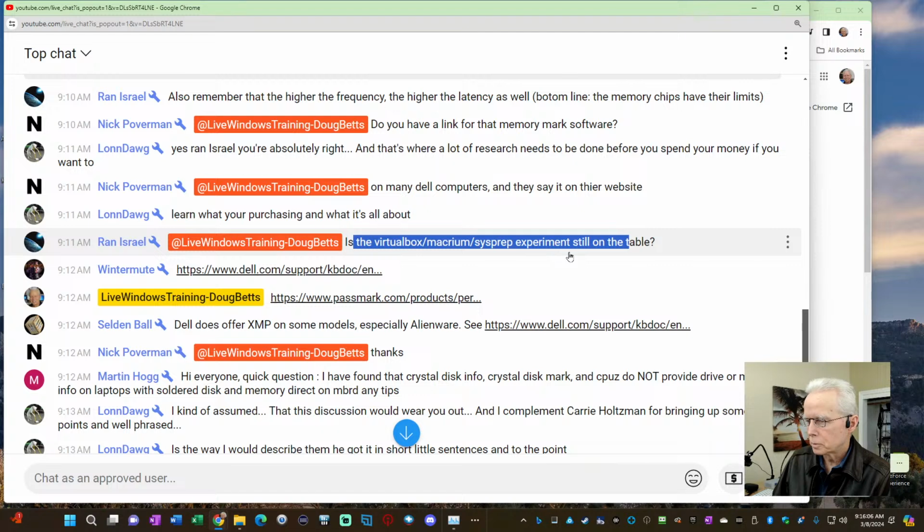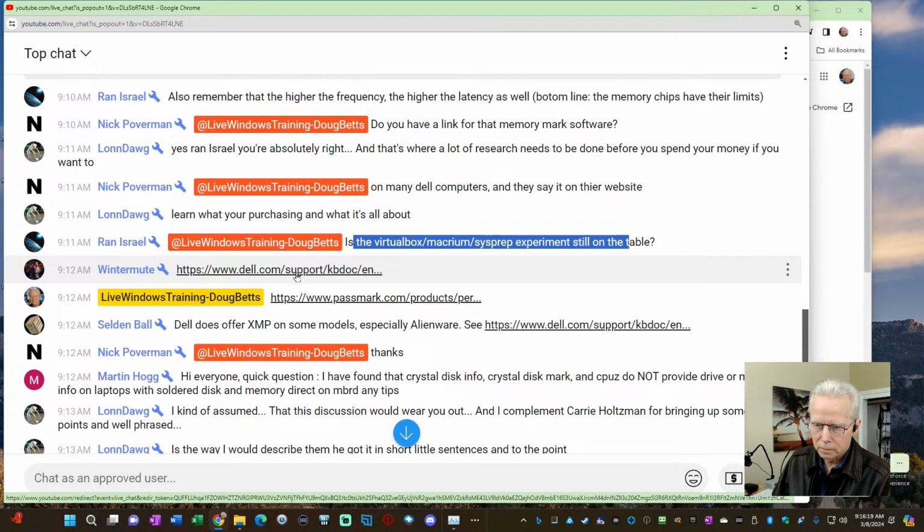VirtualBox, Macrium, SysPrep experiment. Yeah, that's still on the table. That's on the table for tomorrow. Thank you for reminding me.